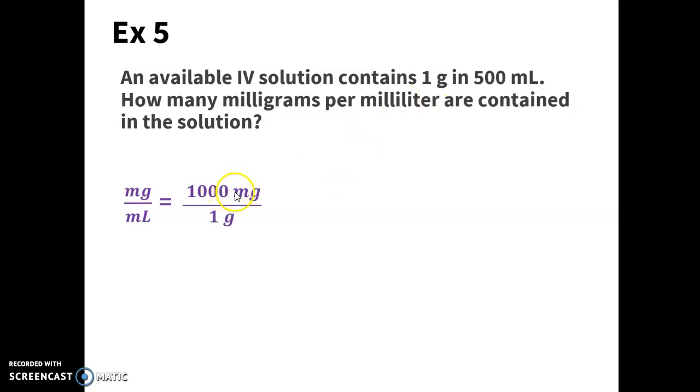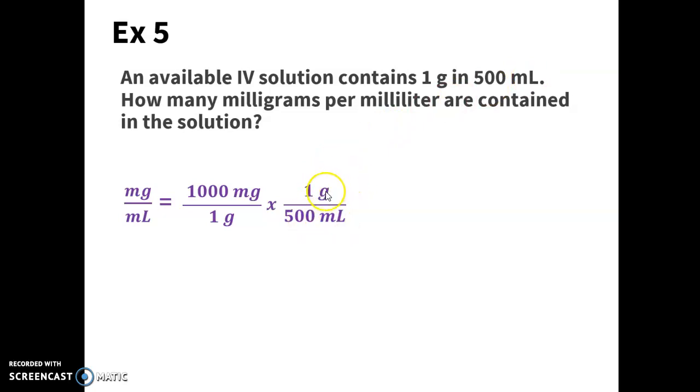Remember, there are 1,000 milligrams in 1 gram. Again, be sure to put milligrams on top because that was our desired answer here. So 1,000 milligrams is over 1 gram. Now, gram is on the bottom, so that means our next fraction needs to have gram on the top. Up there they told us that 1 gram is dissolved into 500 milliliters of fluid, so we'll put 1 gram over 500 milliliters.